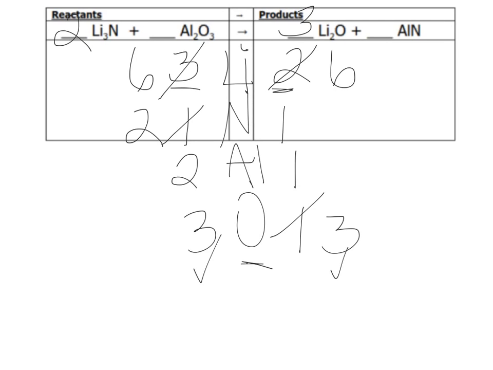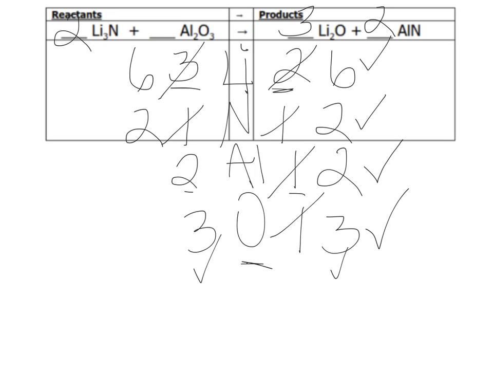We'll look at Al next. This side has 2 and the product side only has 1. So I'm going to go to the side that I need more of. I'm going to add a 2 to AlN. So now Al is 2, N is 2, and I think that makes everything work. My Li, I have 6 on each side, N 2, Al 2 on each side, and O 3 on each side. So my coefficients are 2, 1, 3, 2.